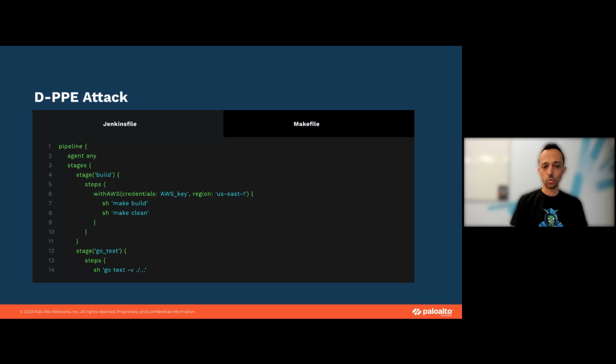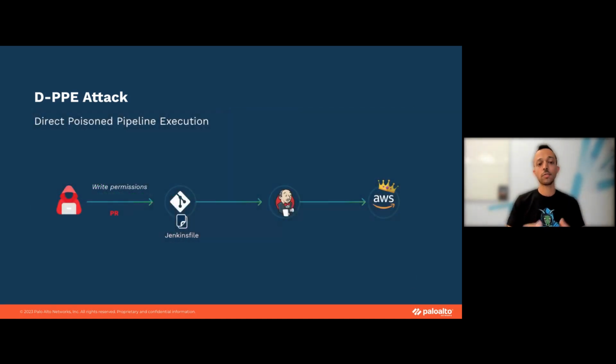What the attacker can do is modify this Jenkins file with malicious commands that, while the credentials are loaded into memory, take all of the environment variables, as the malicious command in red shows, and send them to a remote server that is controlled by the attacker. So let's see how the whole attack flow looks.